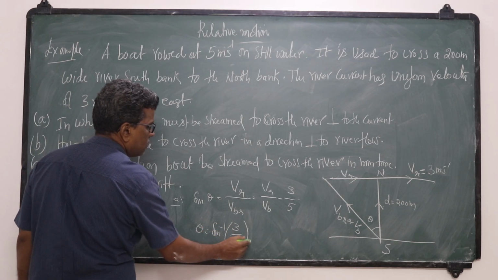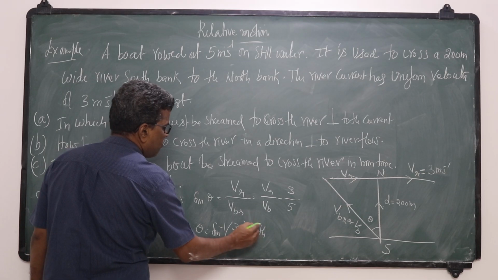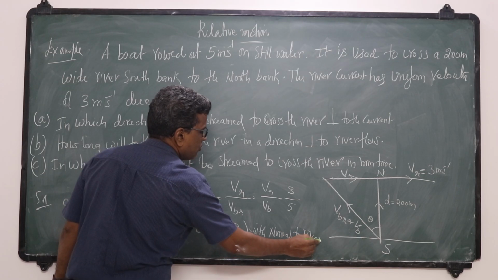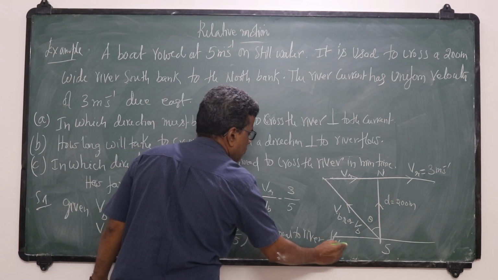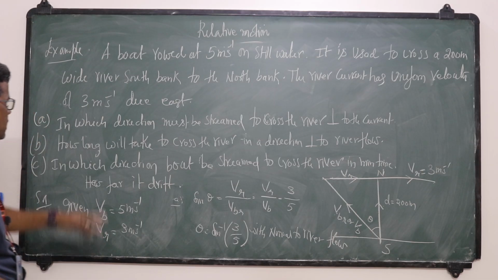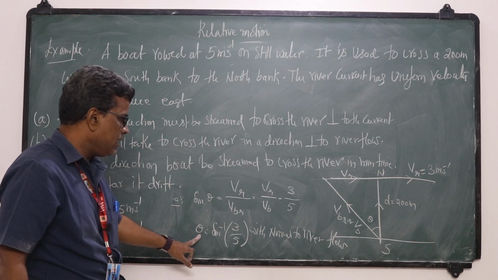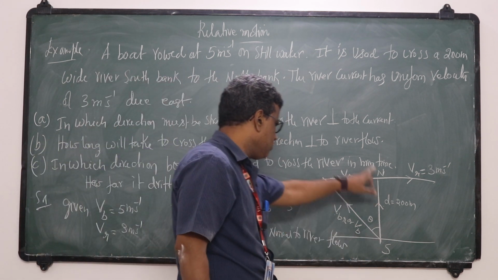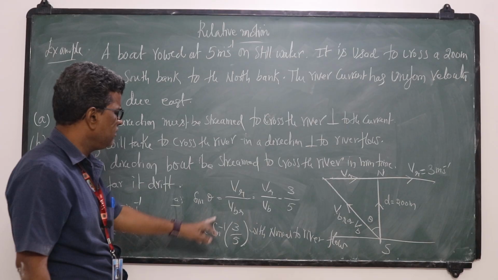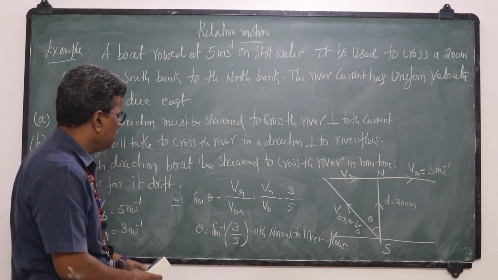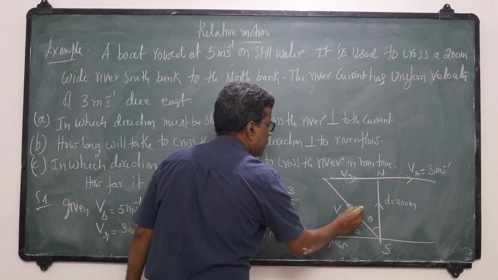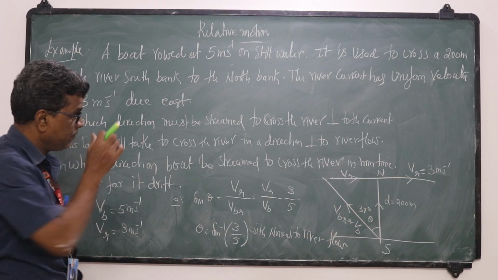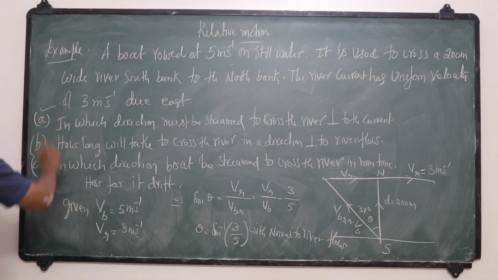This is the angle with the normal to the river flow. So this is the answer for the first question. In which direction must the boat be steered? By making an angle theta, sin inverse 3 by 5, with the normal to the river flow. 3 by 5 means sin theta is 3 by 5. I think it is 37 degrees, since sin 37 is 3 by 5.